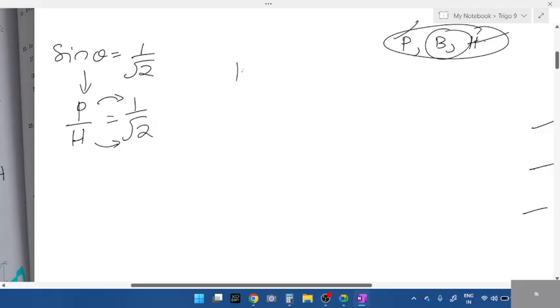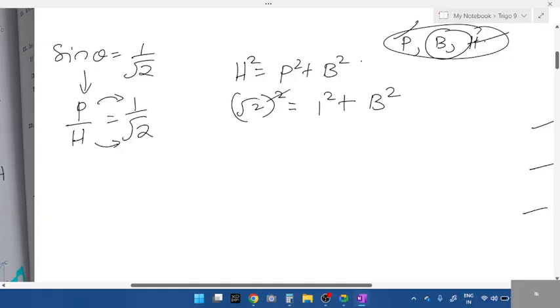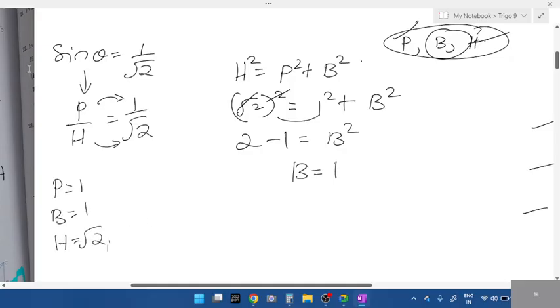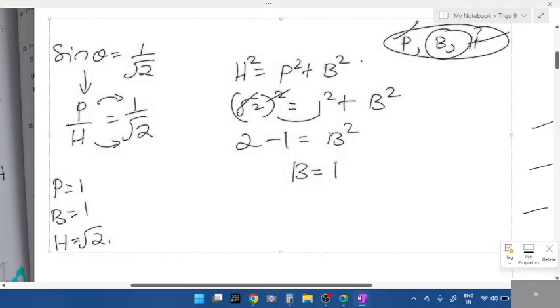So there's only one formula we use. What is that? H square is equal to P square plus B square. What is H square? Root 2 the whole square. What is P? 1 square. And B square? We need to find. Root 2 squared, the 2 gets cancelled. This 1 goes to the other side. What is B? Root 1 is 1, right? So we got all the values. P is equal to 1, B is equal to 1 and H is equal to root 2. Is this clear? Okay. Any question, just use this concept: H square is equal to P square plus B square.